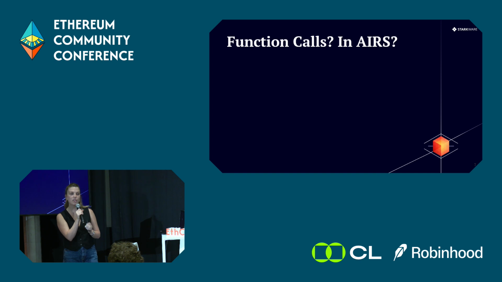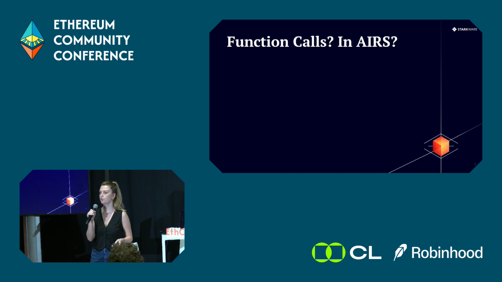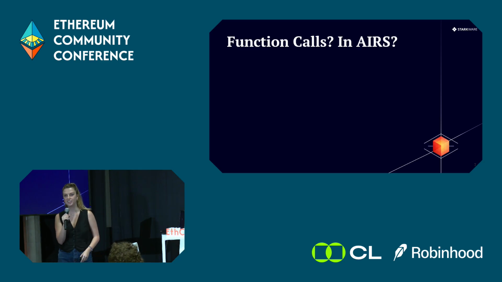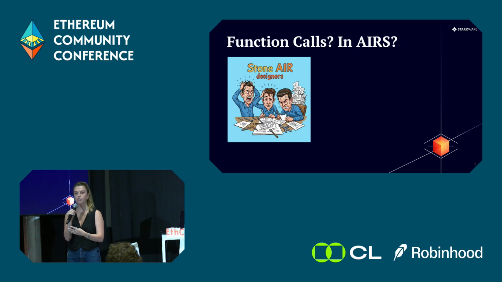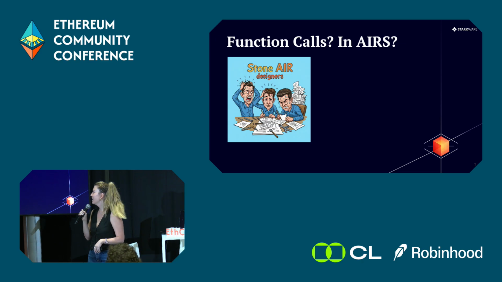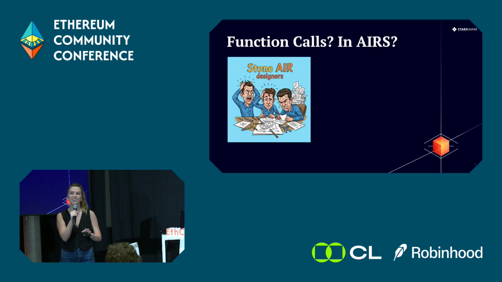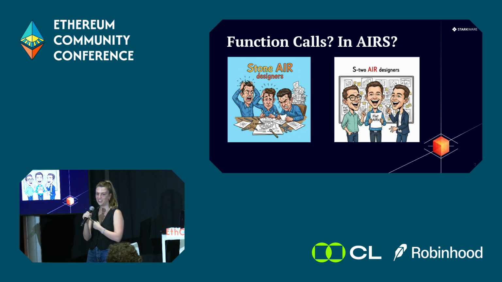Now, imagine a world where you need to write this function without using function calls. Pretty messy, right? This is why Stone AIR design looks like that. And for those who don't know, Stone is our previous prover, and it stands for STARK 1, where Stwo is STARK 2. But thank God, those days are over, thanks to Stwo and its flat AIR design. This is us right now. Pretty cute, right?